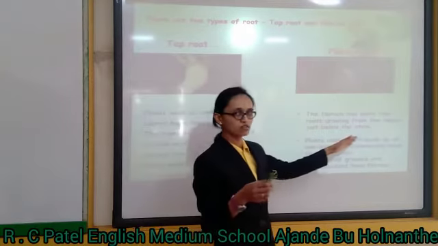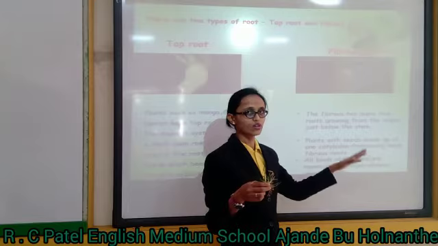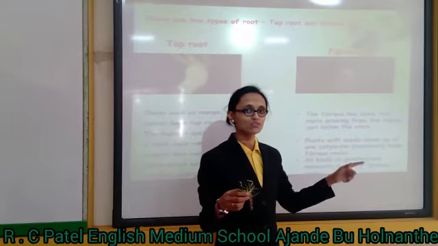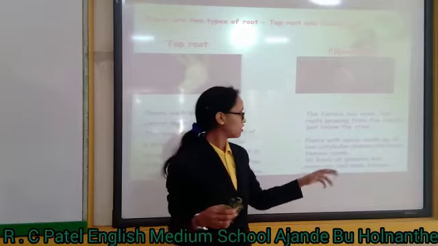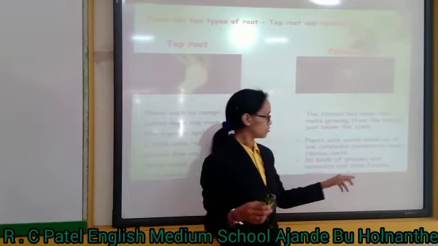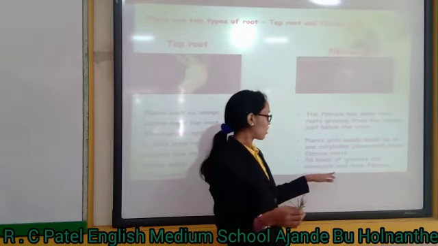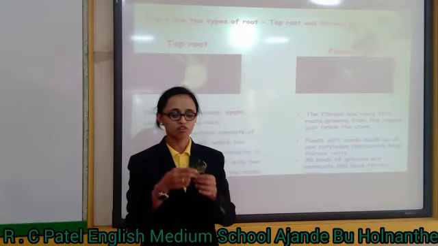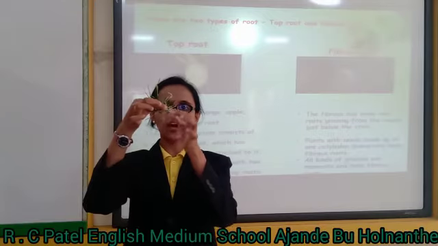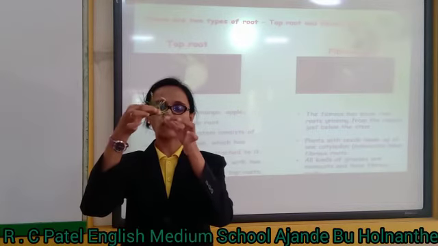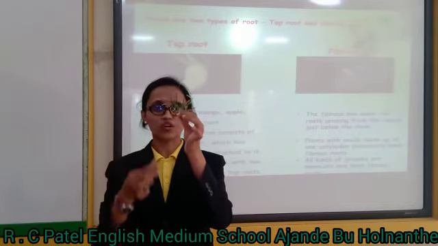Plants with seeds made up of one cotyledon are monocots. Mono means single. So the plants which have a single seed leaf have fibrous roots. All kinds of grasses are monocots and have fibrous roots. Here you can see the main root is absent and many root hairs are present, which is known as fibrous root.